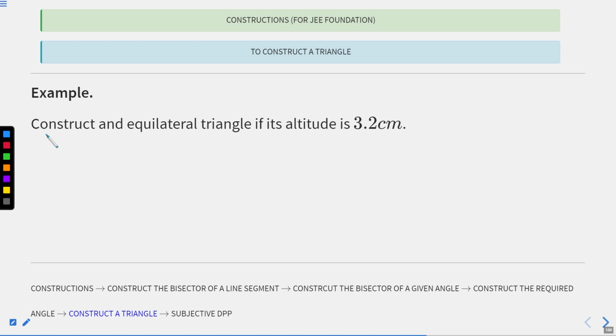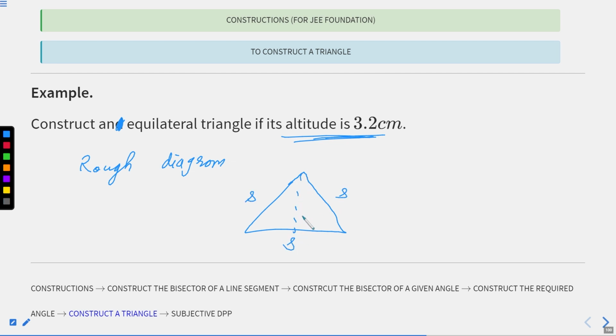So in this example, we will be constructing an equilateral triangle with its altitude equal to 3.2 centimeters. The rough diagram will look like this. Suppose the equilateral triangle has side S, and the altitude is already given to us, which is 3.2 centimeters. So my rough diagram will look like this, and we already know each angle is 60 degrees. Let's jump into the solution.